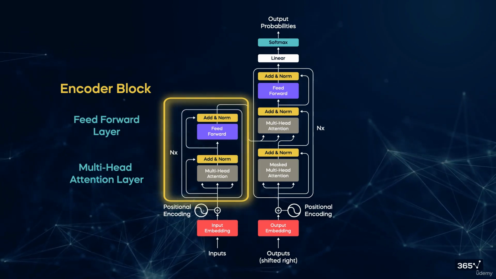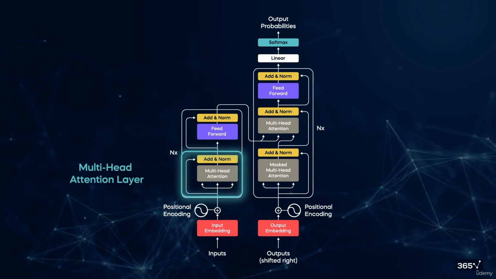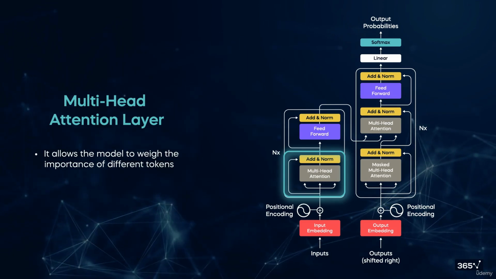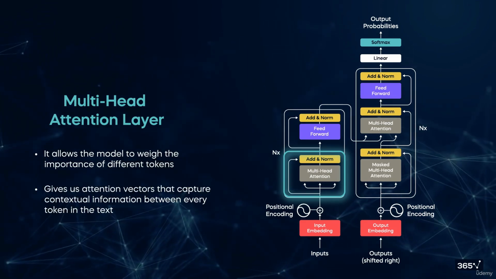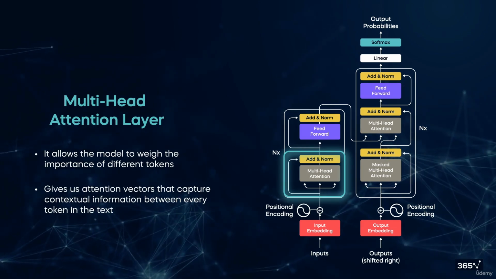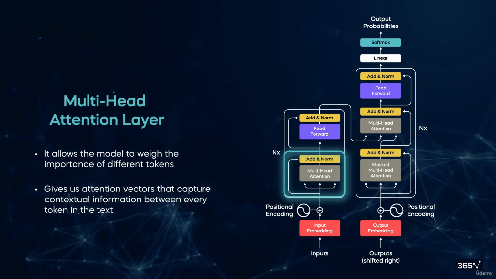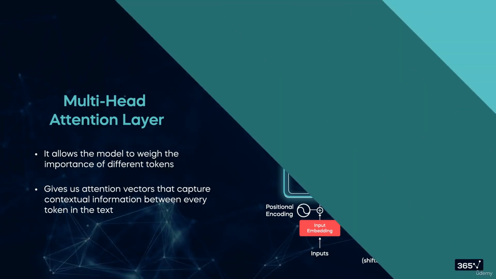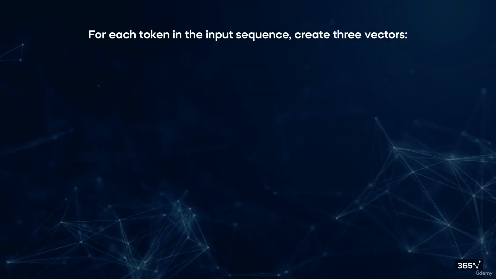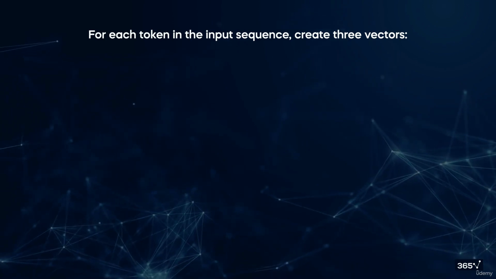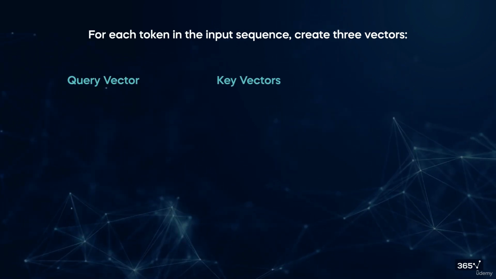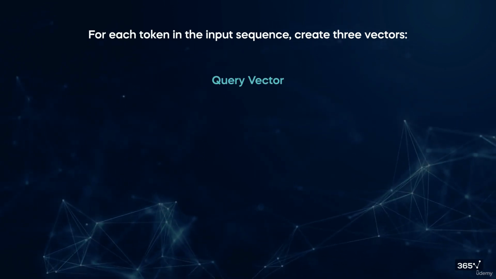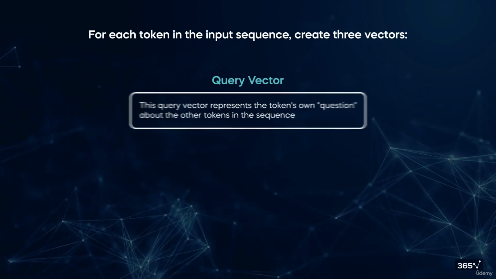One of the core components of the encoder block is the multi-head attention layer. It allows the model to weigh the importance of different tokens. This layer gives us attention vectors that capture contextual information between every token in the text. Let's go through the steps to how these attention vectors are calculated. For each token in the input sequence, we create 3 vectors: a query vector, a key vector, and a value vector. For each token in the input sentence, a query vector is calculated.